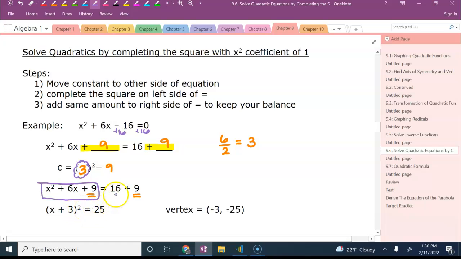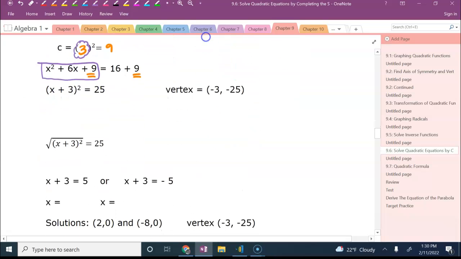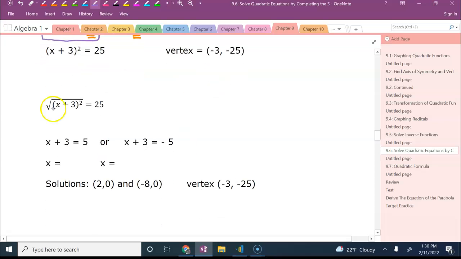And then equals 16 plus the 9, which is how they're getting 25. Then they finish solving this, so you can see how they square root both sides to get rid of that exponent of 2. And when you square root the 25, that's going to leave you with a positive 5 and a negative 5. And then we solve these two equations. So I'm going to subtract 3 on both of them.